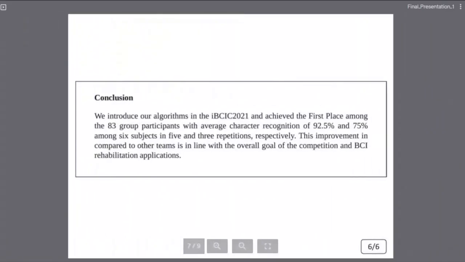For conclusion, we introduced our algorithm in the IBCC 2021 and achieved first place among the 83 group participants with 92% and 75% accuracy for 5 and 3 repetitions respectively. That's it. Thank you for your attention.